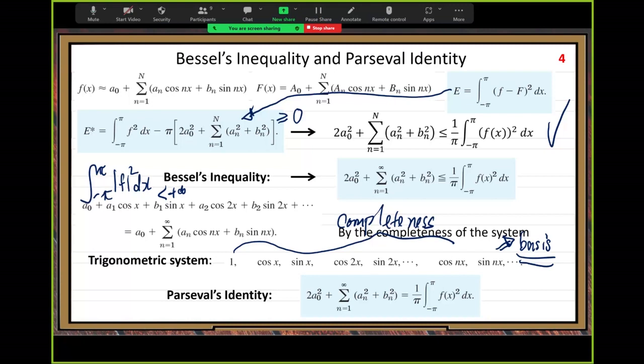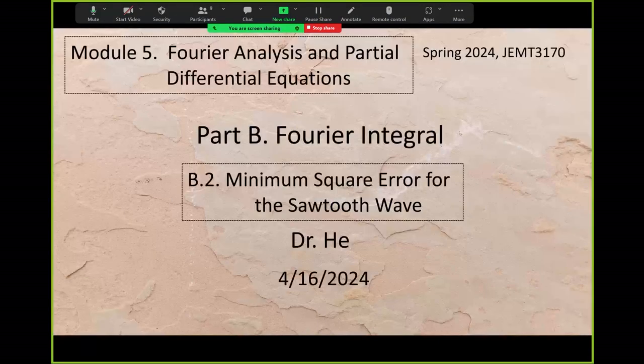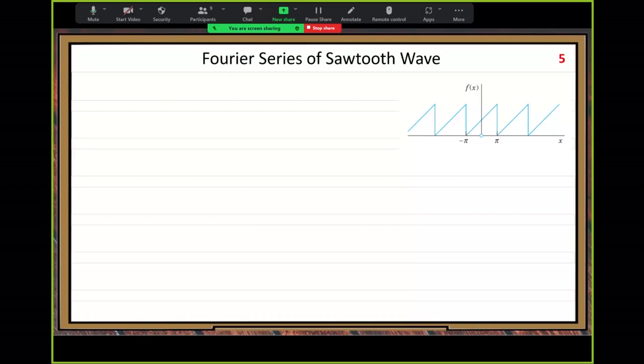So that's these two results. Next, B.2, minimum square error for the sawtooth wave, a special function called the sawtooth function. Let's look at the definition of the sawtooth function. It is periodic, 2pi periodic.